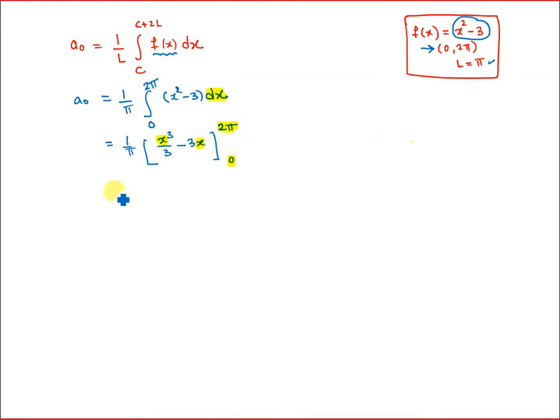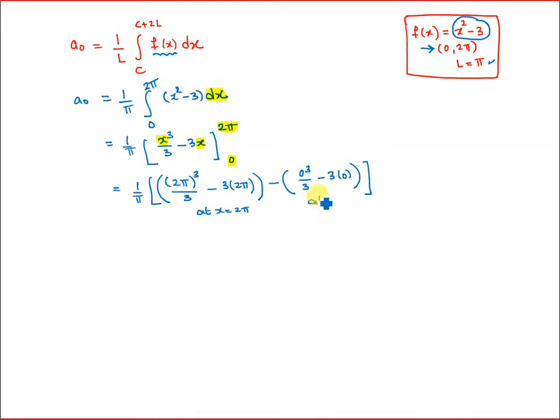So this gives you 1 over pi when you replace x by 2 pi: (2 pi) to the power 3 over 3 minus 3 times 2 pi. So this is the value when x is 2 pi. Minus, we replace x by 0. So 0 power 3 over 3 minus 3 times 0. So this is the value when x is equal to 0.